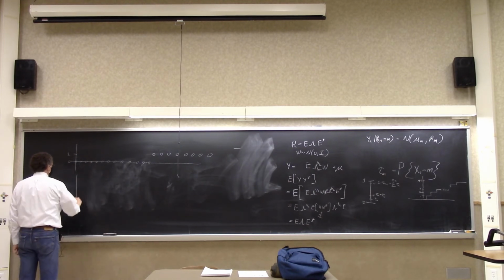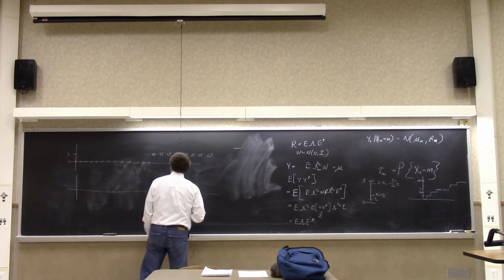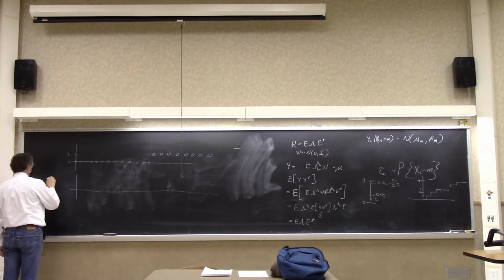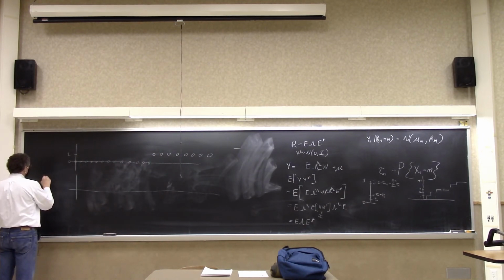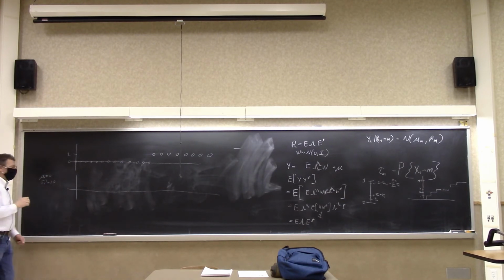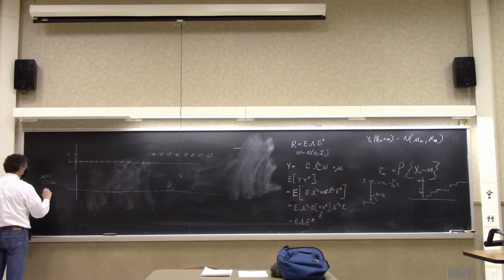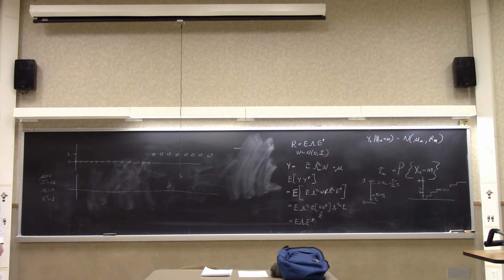And let's say in state 0, mu 0 is equal to 0 and sigma 0 squared is equal to 16, taking a power of 2. And mu 1 is equal to 0 and sigma 1 squared is equal to 1. So the standard deviation of this is 4, and the standard deviation of that is 1.